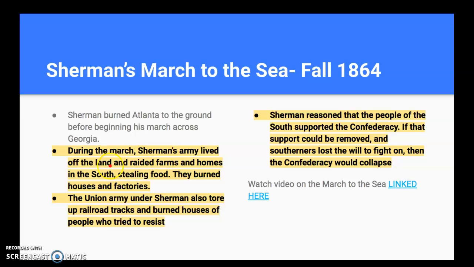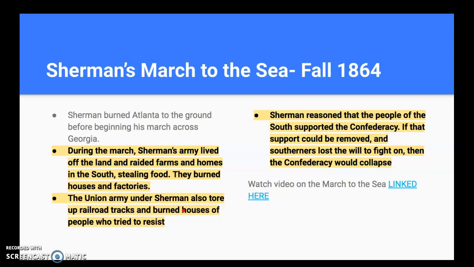So his army lived off the land, meaning they were eating crops from the fields. They were taking it away from the people that lived in the South. They raided farms for livestock so they could eat meat. They raided homes in the South. They stole food. They burned houses and factories, specifically if people in the houses were sympathetic to the Confederate cause and tried to block the Union anyway. They burned their stuff down.